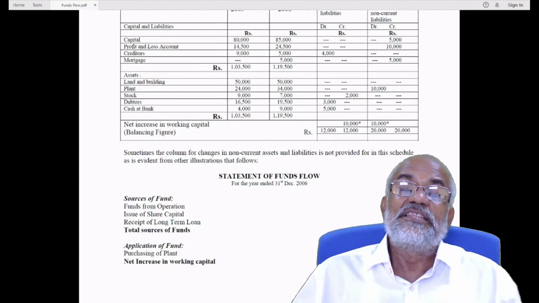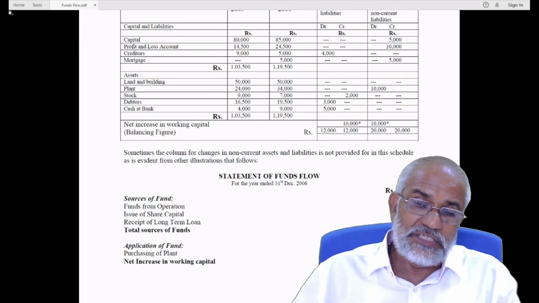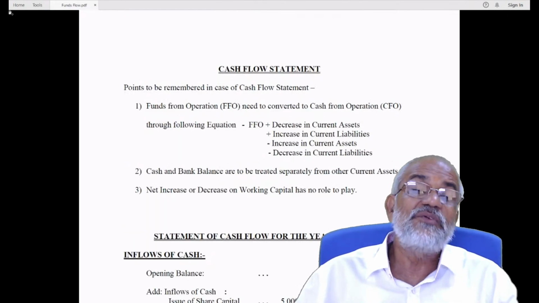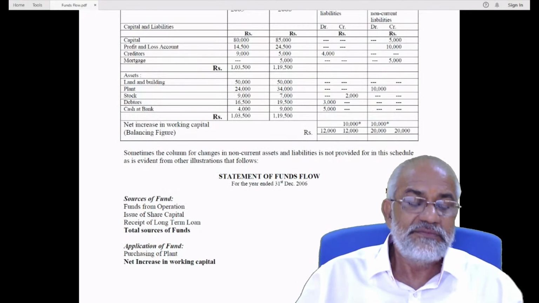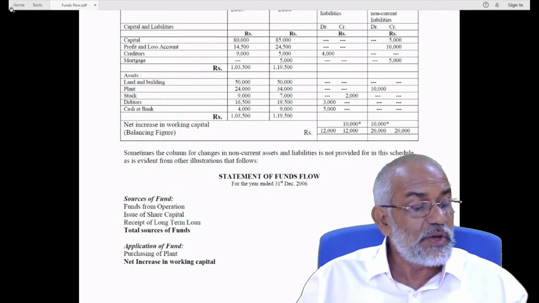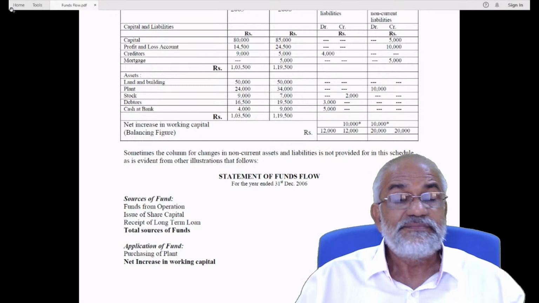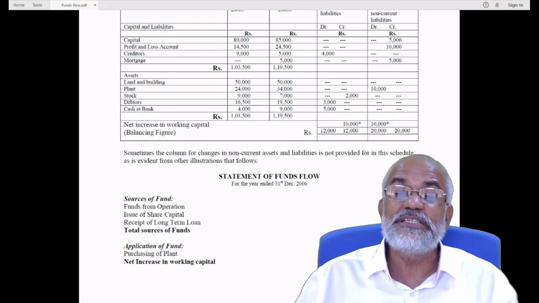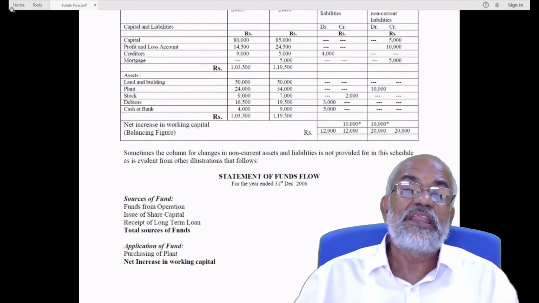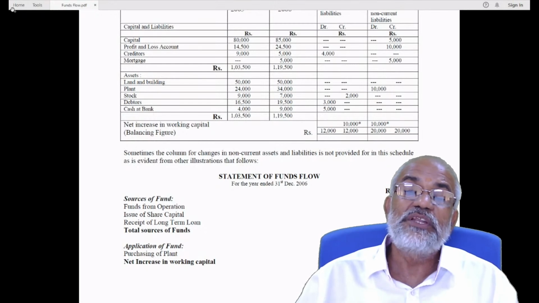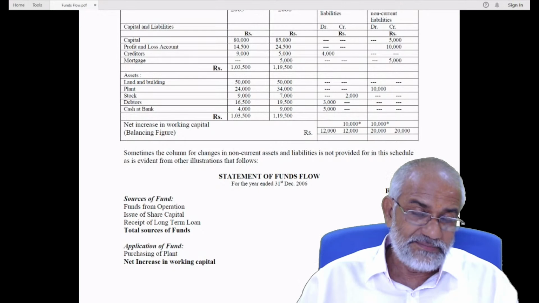So here the sources of funds was 20,000 rupees, and the application of funds including the net increase in working capital is 10,000 rupees. So the total of application of funds is also coming to 20,000. So this is about the funds flow statement.